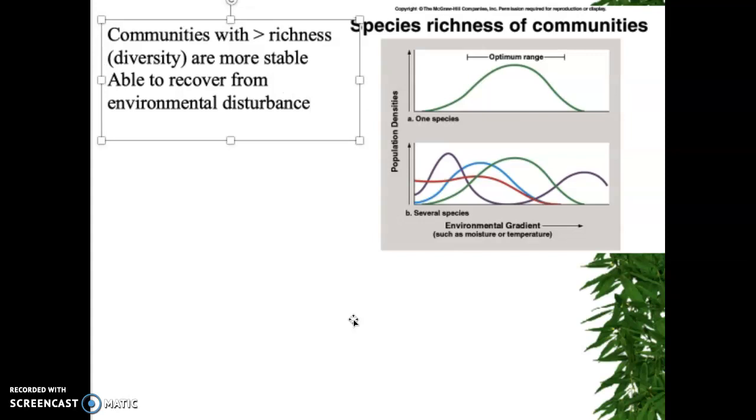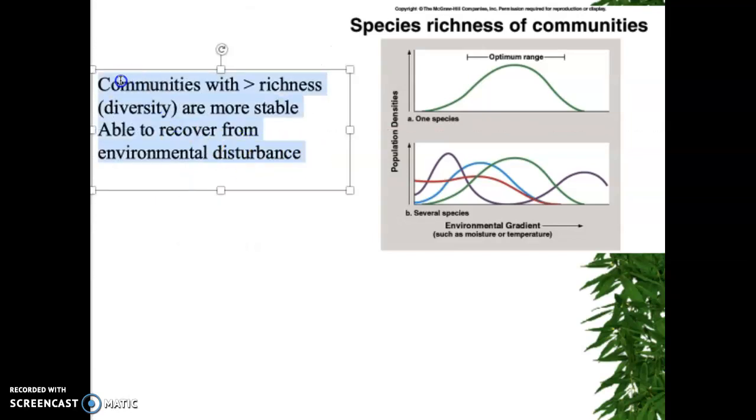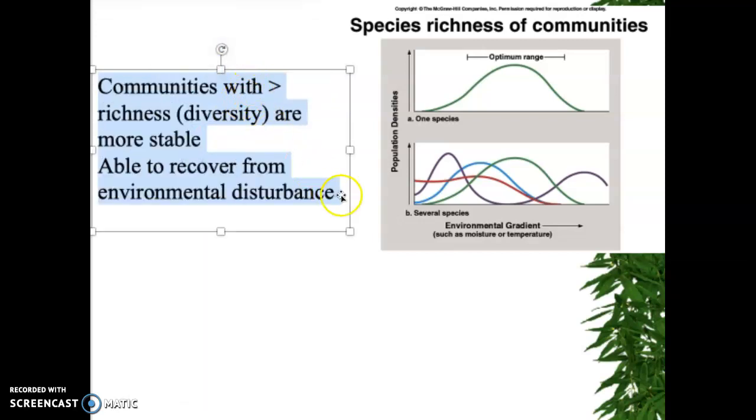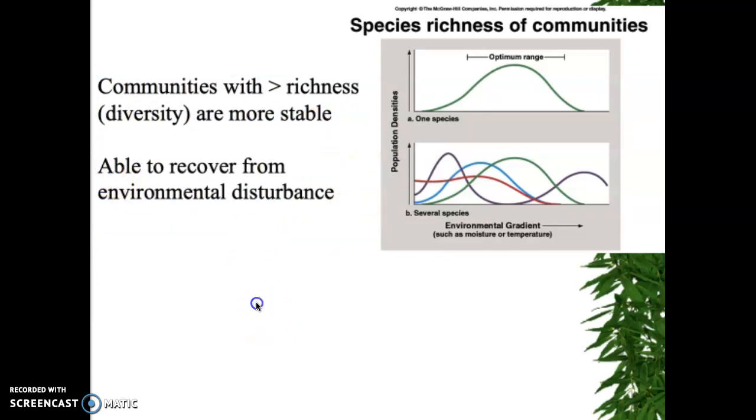These are communities that are able to recover from environmental disturbance. So if a fire went through your ecosystem, an ecosystem that has richness in it will recover better and be more likely to recover. Communities that have very little richness or diversity sometimes collapse after a disturbance. So those are big, big factors for us to remember.